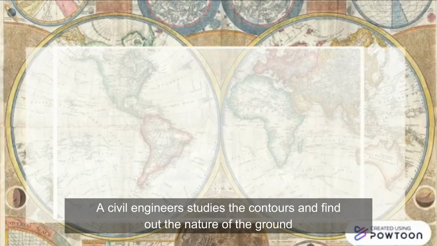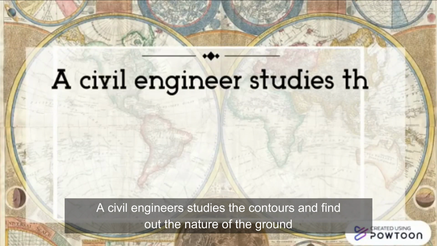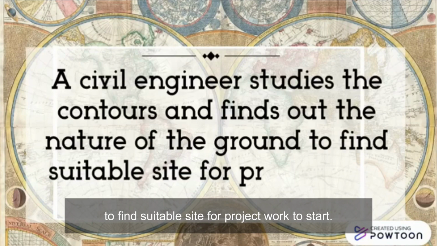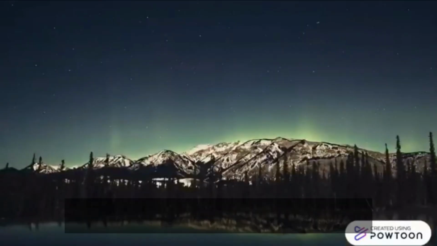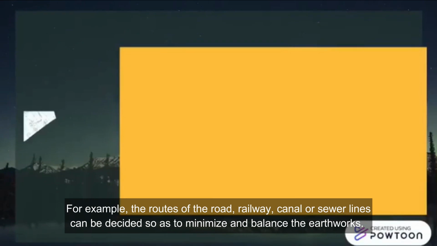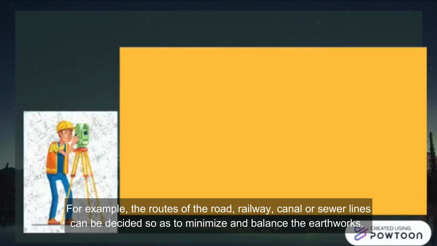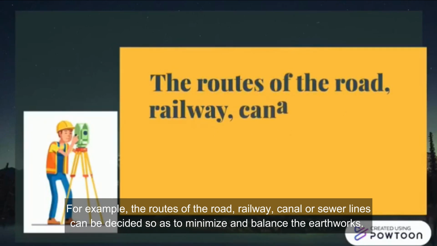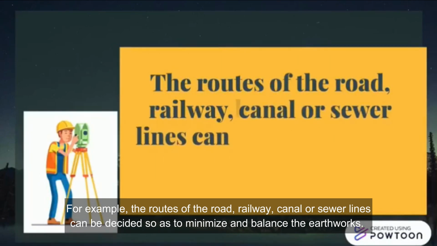A civil engineer studies the contours and finds out the nature of the ground to find a suitable site for project work to start. For example, the routes of the road, railway, canal, or sewer lines can be decided so as to minimize and balance the earthworks.